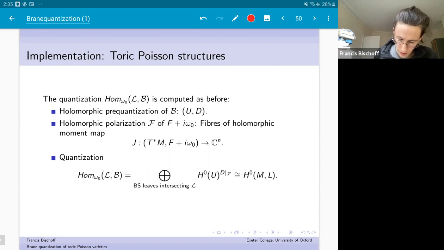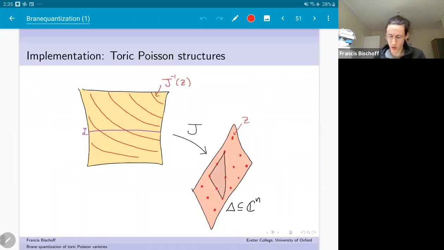I want to, however, give a slightly different construction because it will be useful. We need to choose a different polarization. So this will be important for the tensor product structure. So instead of just choosing the vertical polarization given by the fibers of the projection map, which is no longer available to us, I want to choose a polarization which is given by the fibers of a holomorphic moment map. So here's a picture of what's going on.